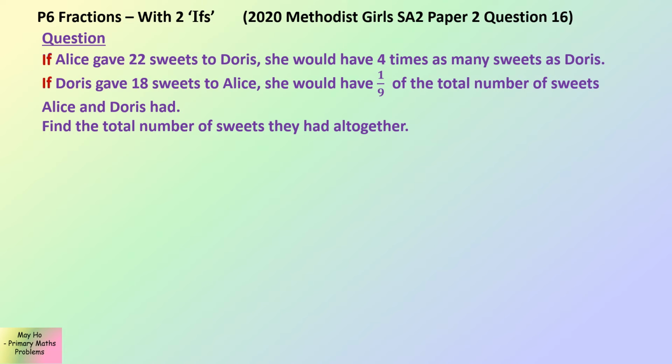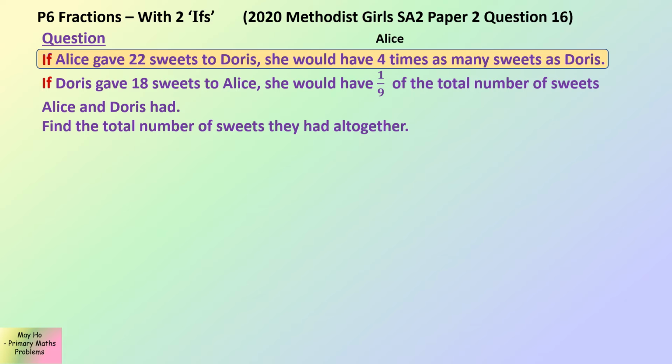Let's study the question further. If we look at the question closely, there were actually 2 girls, Alice and Doris. There was no change in the total number of sweets. It was just merely internal transfer between the 2 girls. So let's look at the first statement. If Alice gave 22 sweets to Doris, she would have 4 times as many sweets as Doris. So in this case, after the transfer, Alice would have 4 units and Doris would have 1 unit.